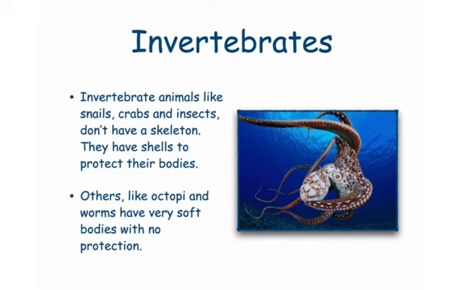Invertebrates. Invertebrate animals like snails, crabs and insects don't have a skeleton. They have shells to protect their bodies. Others, like octopi and worms, have very soft bodies with no protection.